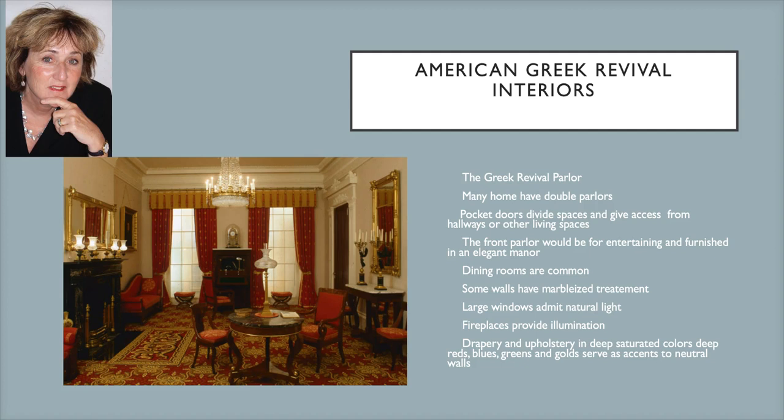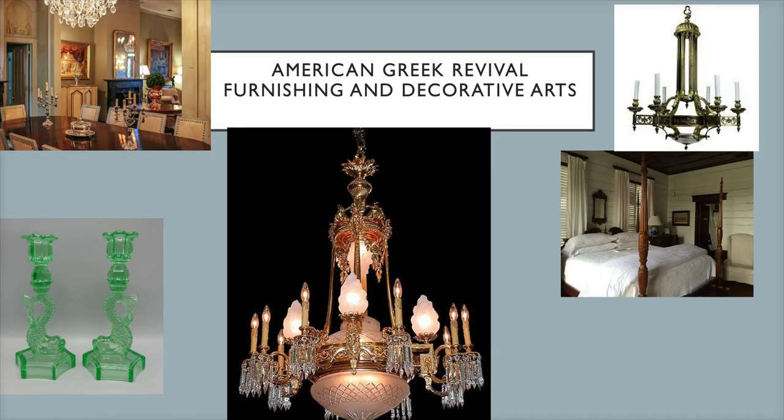The interiors of American Greek revival homes quite often would have a parlor. Many homes had double parlors. Pocket doors would be used to divide spaces and give access to the hallways and other living spaces. The front parlor would be for entertaining and would be furnished in a very elegant manner. There were dining rooms. As far as the walls, they were given a marbleized kind of treatment, plaster. Very neutral. The windows often went fully to the floor, so that let in a lot of natural light. Fireplaces also provided illumination. Drapery and upholstery was often in deep saturated colors, which was a good accent to the neutral walls.